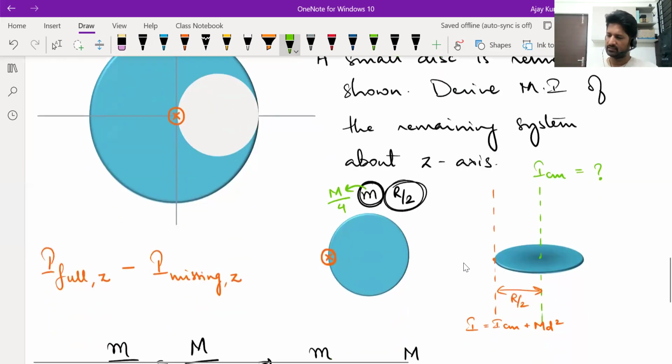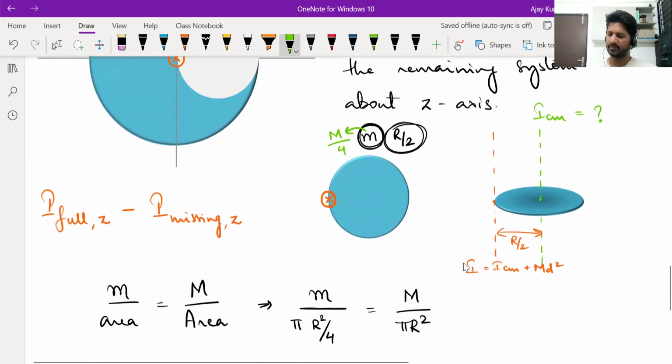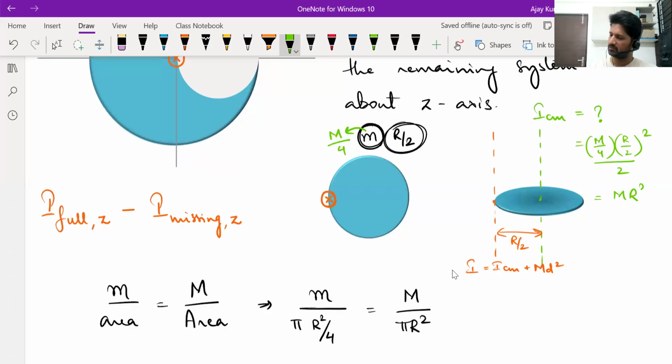Right. Next is ICM, the moment of inertia about the axis passing through the center of mass. Now the formula for a uniform disk about that axis is mass into square of radius divided by 2. But here, what is the mass of this small part? M by 4. What is the radius of the small part? R by 2. Square it, divided by 2. So that becomes M by 4 into r square by 4 whole divided by 2, becomes Mr square by 4 into 16 by 2, which is 32. That's the moment of inertia about that axis.